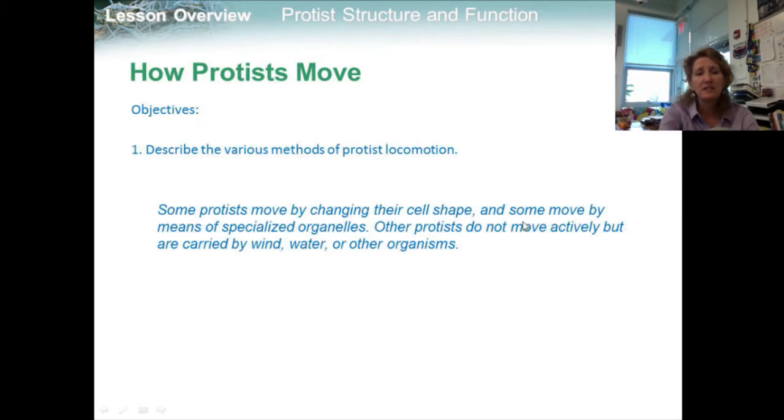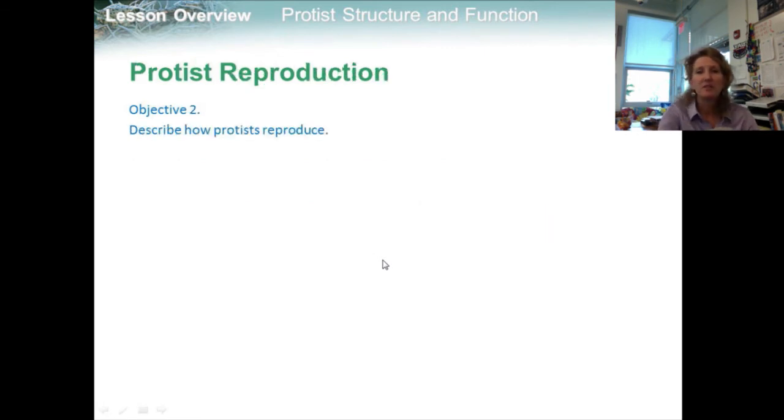Our first objective, again, was to describe the various methods of protist locomotion. Some protists move by changing their cell shape, and some move by means of specialized organelles. Other protists do not move actively, but are carried by wind, water, and other organisms. Objective number 2 is to describe how protists reproduce.